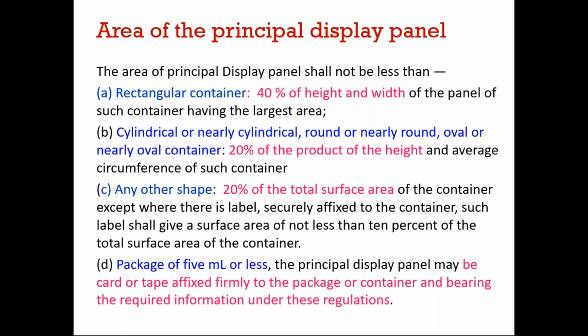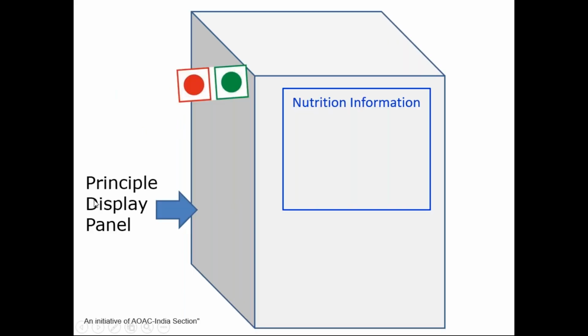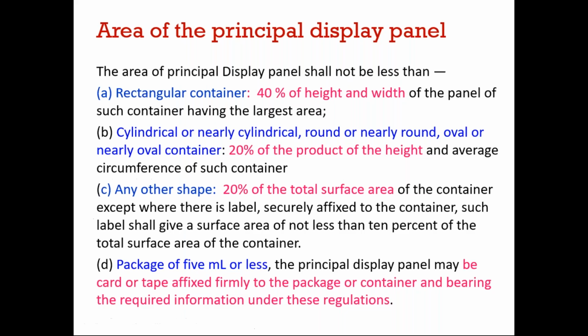So this area of the principal display panel has also been defined for different sized boxes or packaging material. If it is a rectangular container or a squarish container, the principal display panel should be 40% of the height and width of the panel.